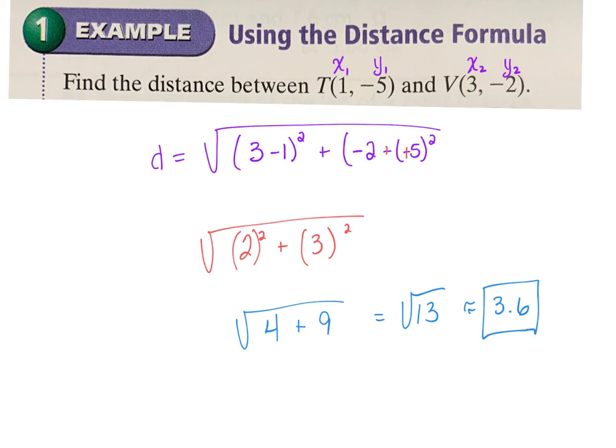It is literally the Pythagorean theorem written out using x's and y's. All right, so go ahead and try check understanding number 1.